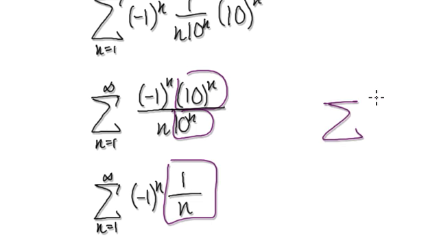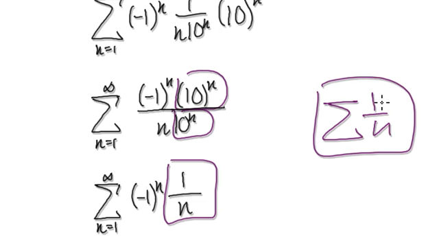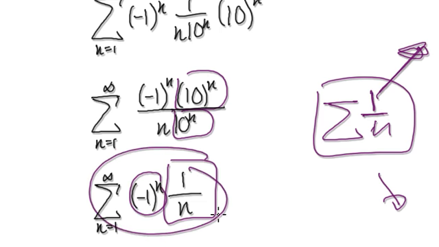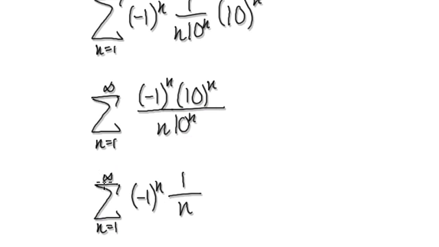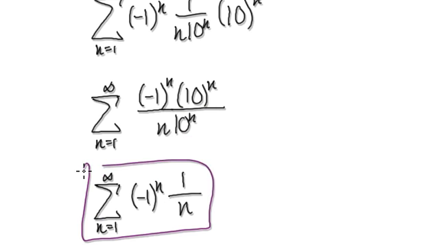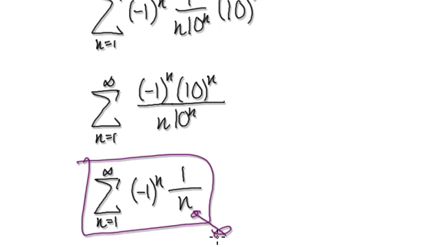Remember, the harmonic series itself will diverge. But the alternating version of the harmonic series will converge. So 1 over n will diverge, but the alternating version will converge. We've seen this many times, so you should know this by now. So this series will converge. So when x equals 12, the series will converge.